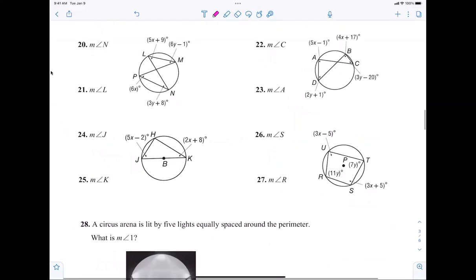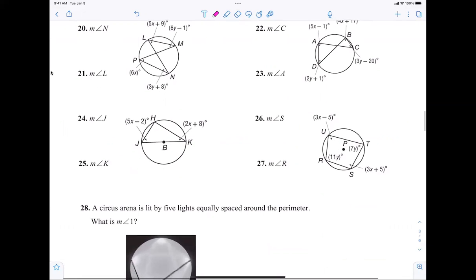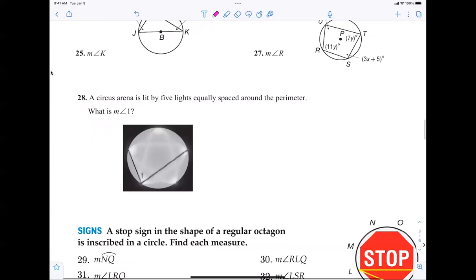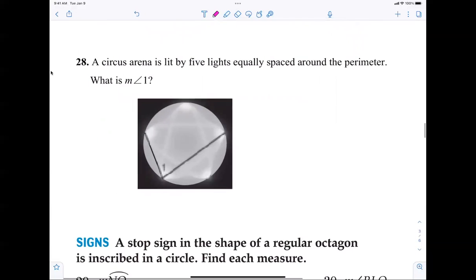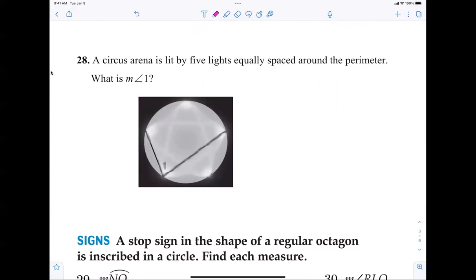All right. I don't think anything is difficult as I'm looking through here. All right, let's look at this right here. In a circus arena, a circus arena is lit by 5 lights equally spaced around the perimeter. What is the measure of angle 1? Come on now, these are a little bit of thinking questions, a lot better than the other questions we just did. So let's try to calculate the measure of angle 1.